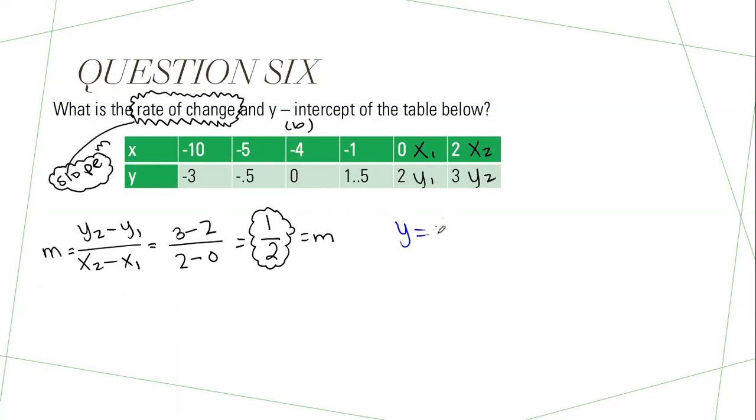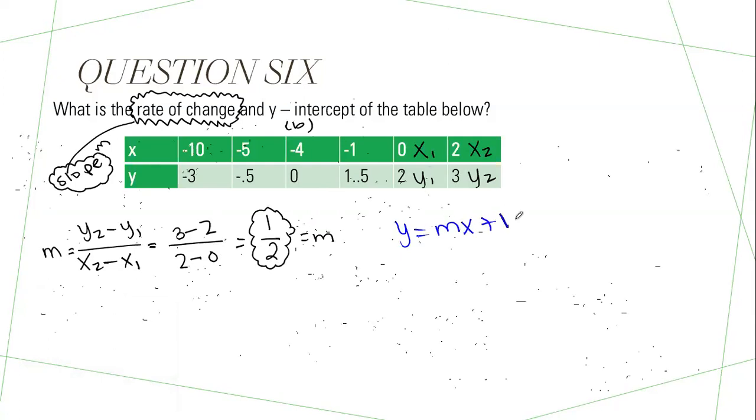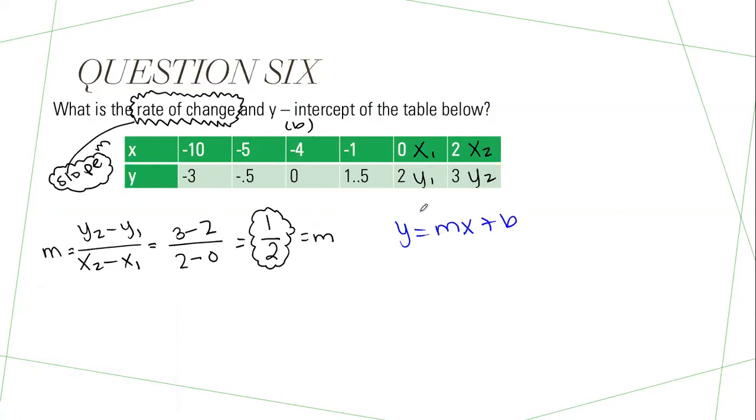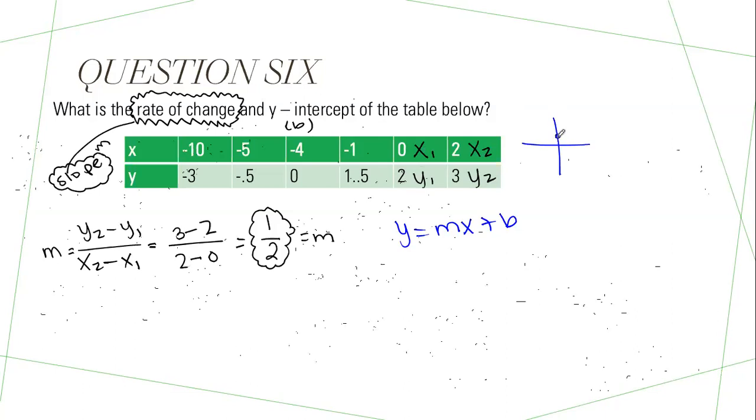So now I need to find my y-intercept. Y equals mx plus b. Technically, this table already shows you the y-intercept because when x is 0, that y value tells you your y-intercept. But a lot of people don't realize that, right? If I plotted the point 0, 2, 0, 2 is on the y-axis. So that is my y-intercept. But we're going to go ahead and solve for it anyways, okay?